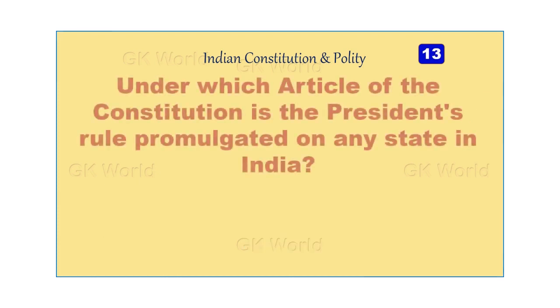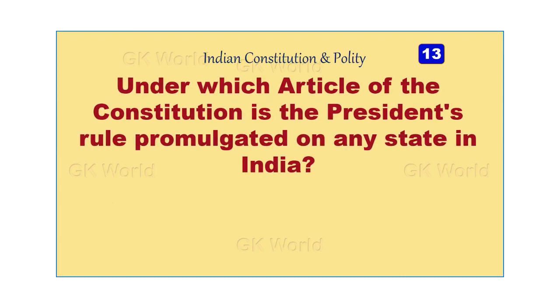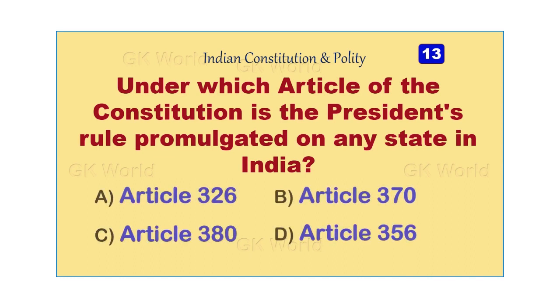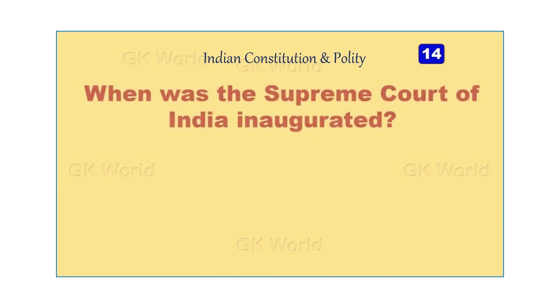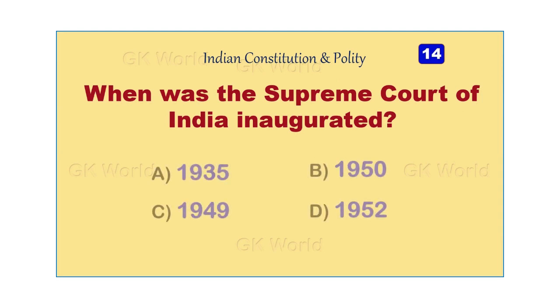Under which article of the Constitution is the President's rule promulgated on any state in India? Option D. Article 356. When was the Supreme Court of India inaugurated? Option B. 1950.